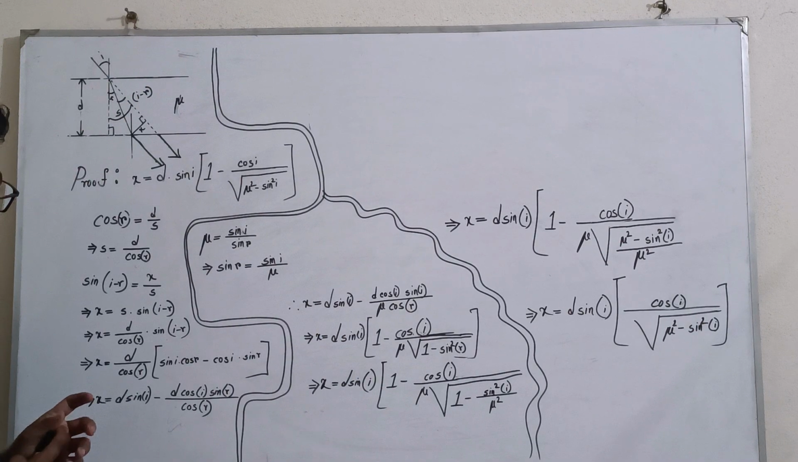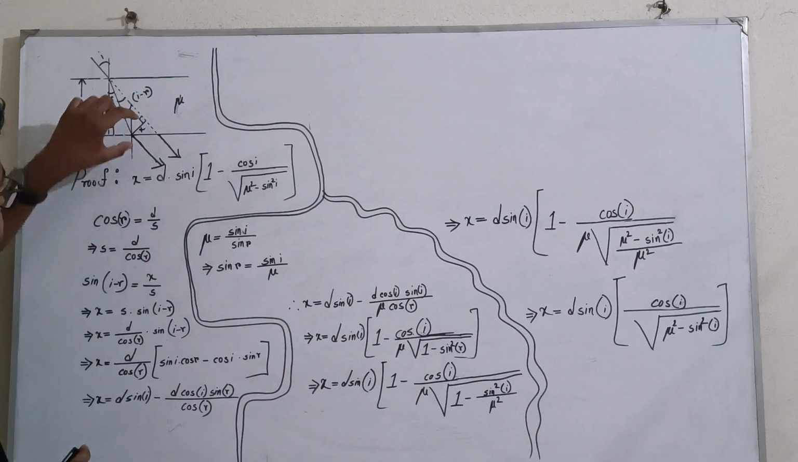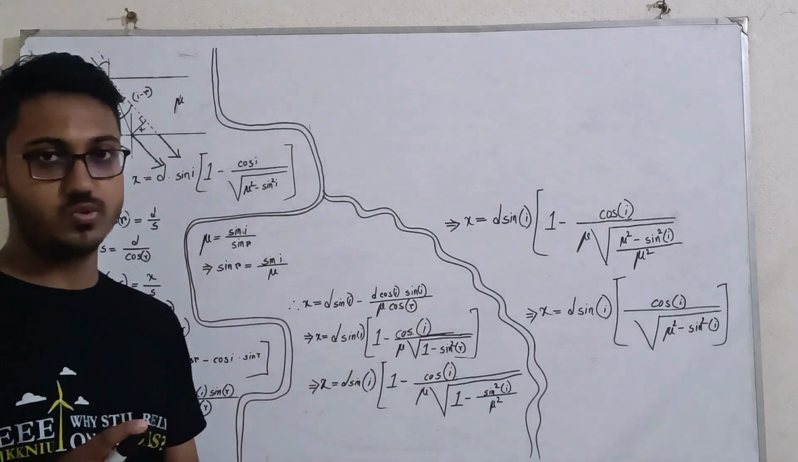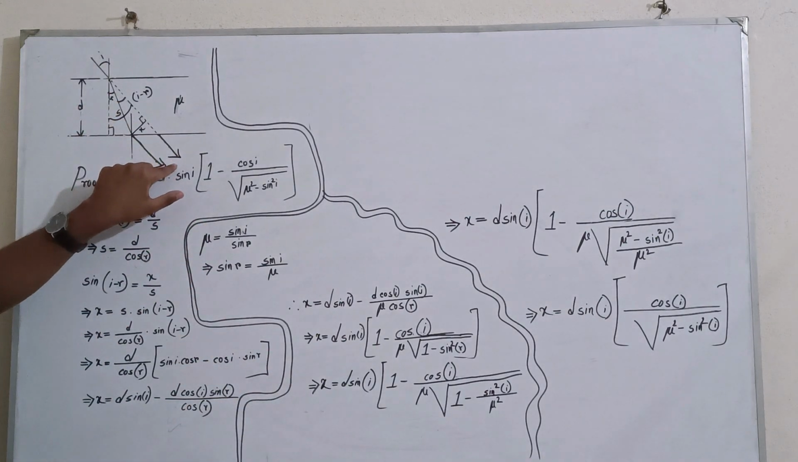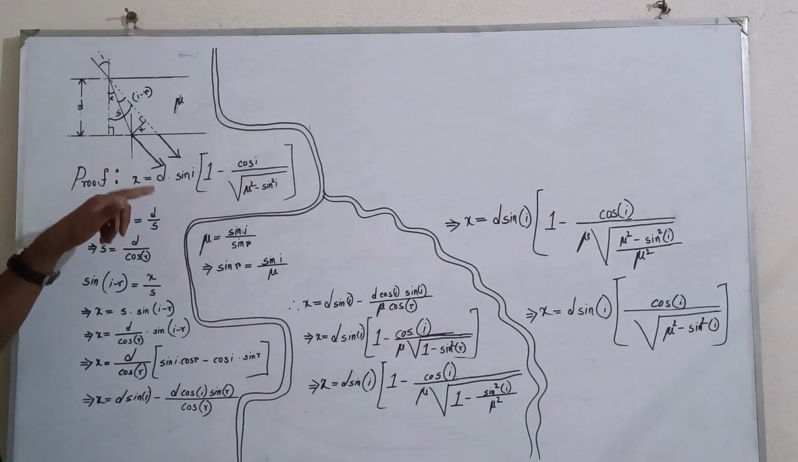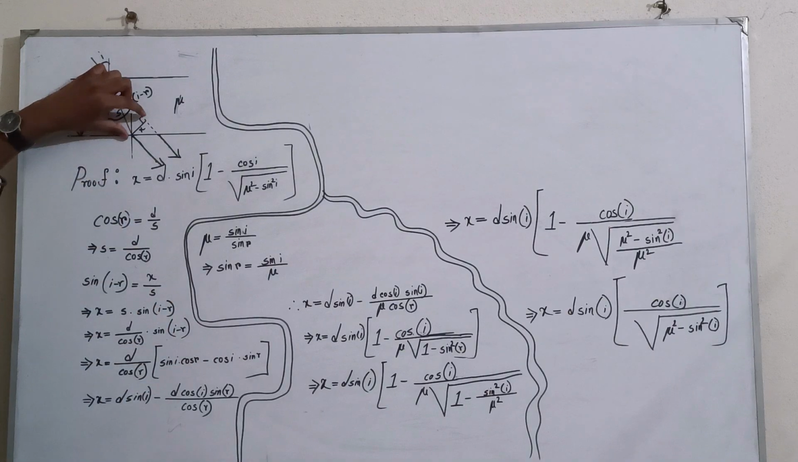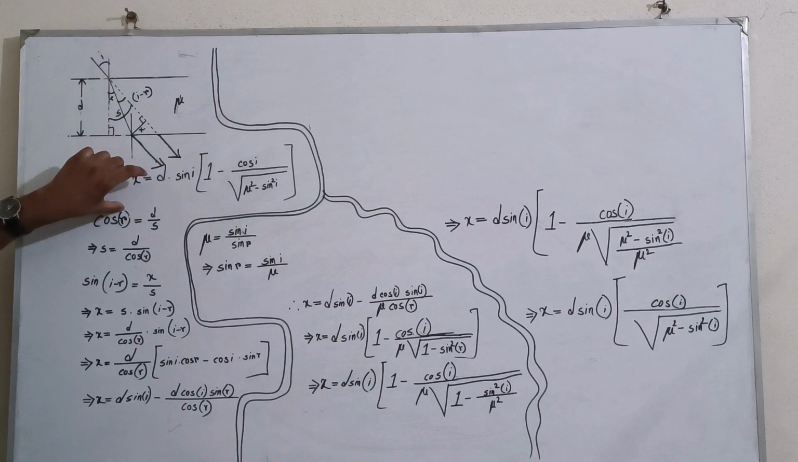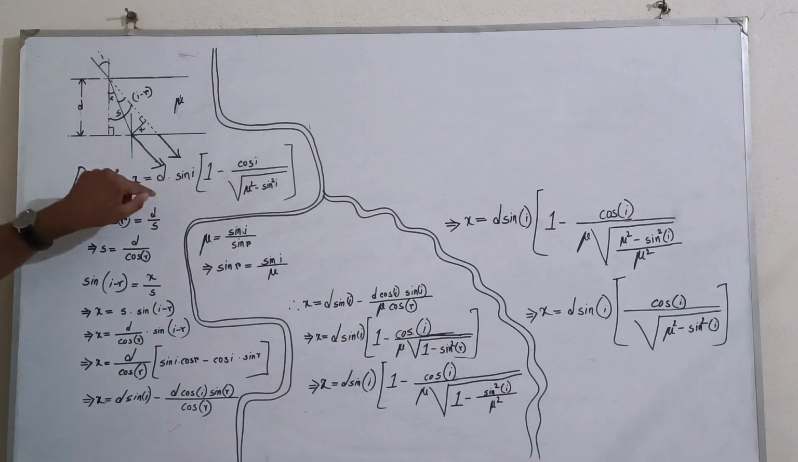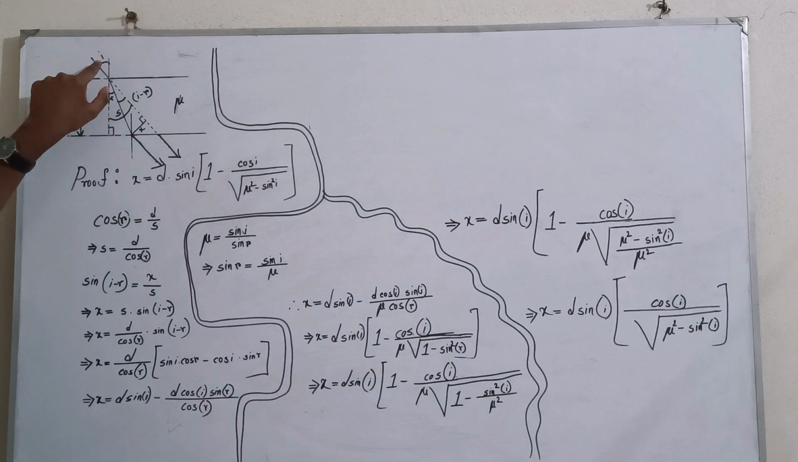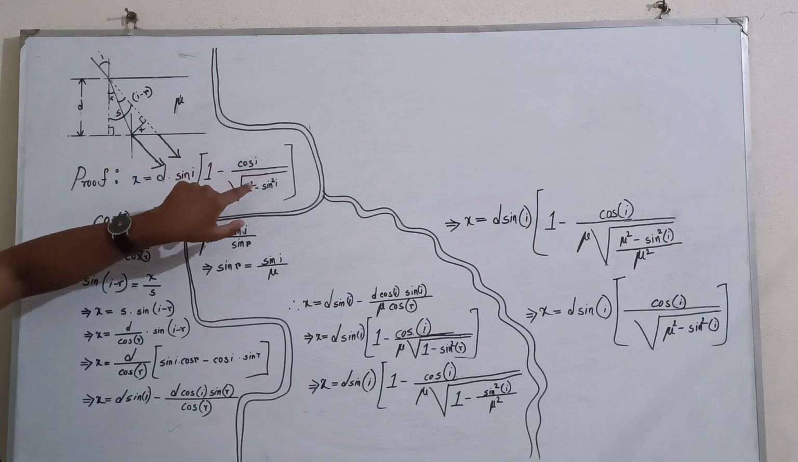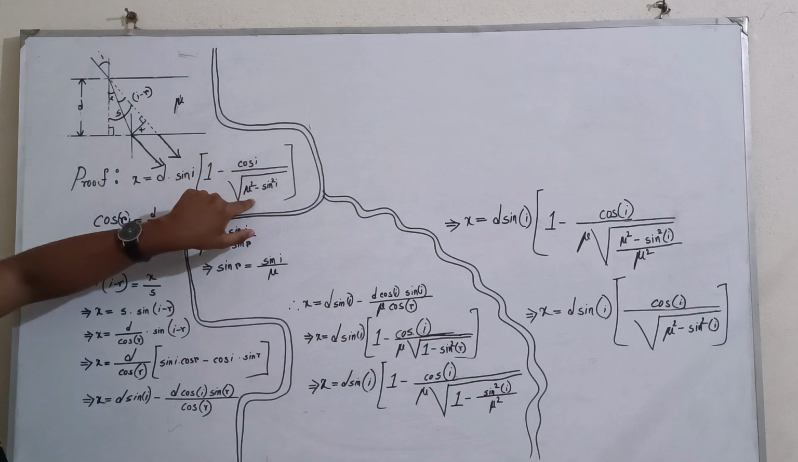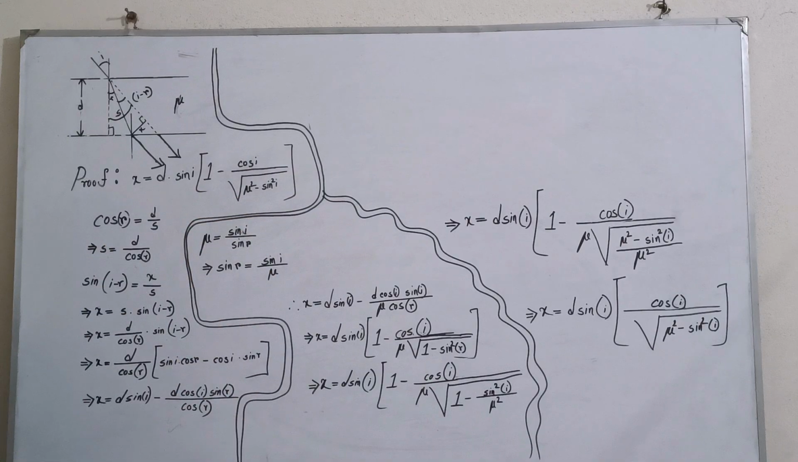So they have told you to prove that x, the distance between the path the light would have traversed and the path the light actually traversed, is equal to d, the thickness, into sine of incident angle I, times the bracket 1 minus cos I over the root of nu square minus sine square I.